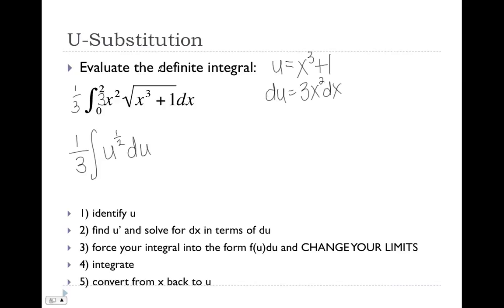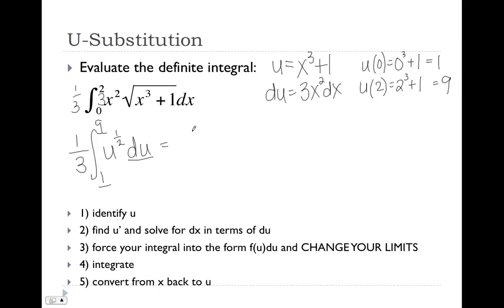I also need to u my limits. So u of 0 is 0 cubed plus 1, that's 1. And u of 2 is 2 cubed plus 1, that's 9. So I'm integrating this from 1 to 9 in terms of u. This du means I'm integrating with respect to u as u goes from 1 to 9. Putting 0 here and 2 here is wrong because u does not go from 0 to 2. If you hate uing your limits, then leave off the limits of integration until the end, okay?